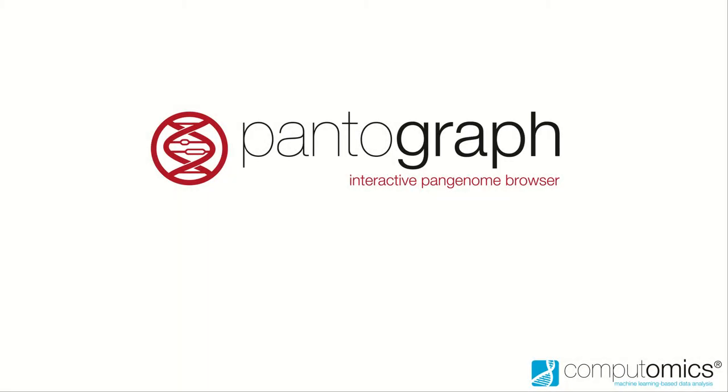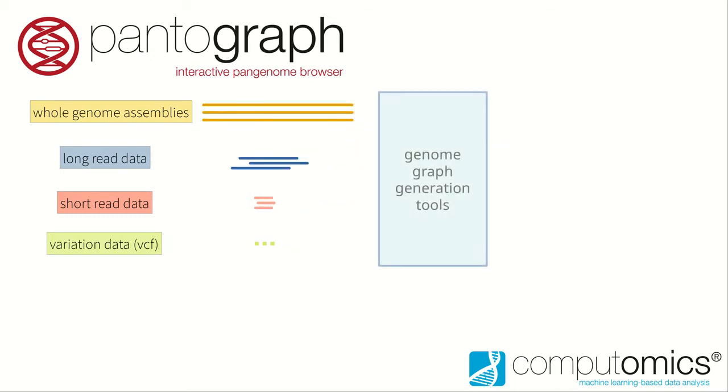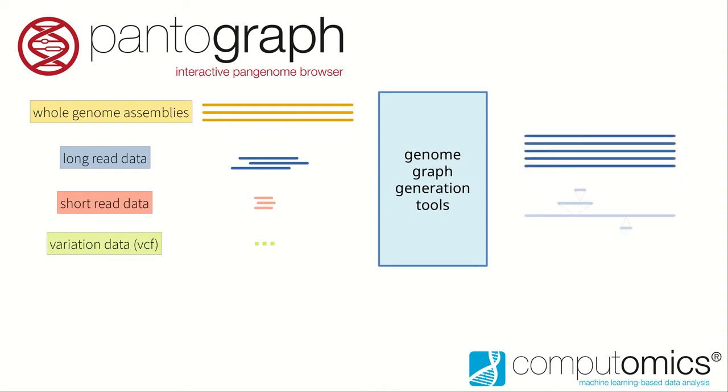Pantograph is an interactive browser of pangenome graphs and lets you visually explore the entire genetic variation between multiple whole genome DNA sequences. In principle, any genetic variation data up to whole genome assemblies can be used to build a pangenome graph, which is a compressed data structure of the aligned input sequence information.